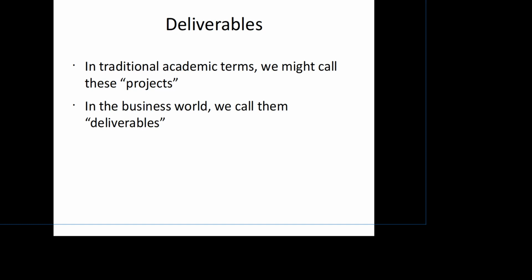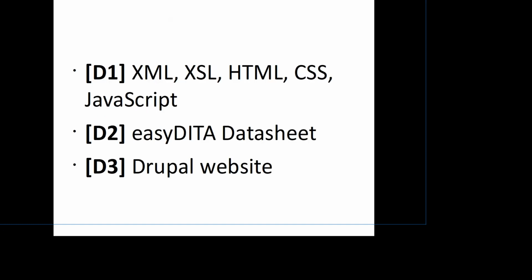Deliverables, in academic terms, we might call them projects, but in the business world, we call them deliverables. The first deliverable is D1, and it will involve XML, XSL, HTML, CSS, and JavaScript. Hint, hint, the things we just went over in class 1 and class 2. In D2, deliverable 2, you will use the easyDITA component content management system, for which you will receive an email from me with your login credentials and an account to create a data sheet. And then D3 will be to create a Drupal website using the free version of Acquia.